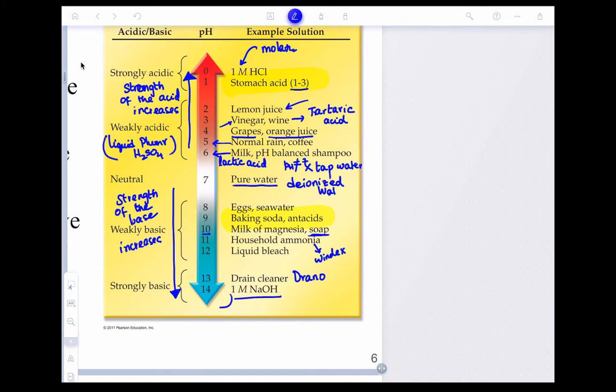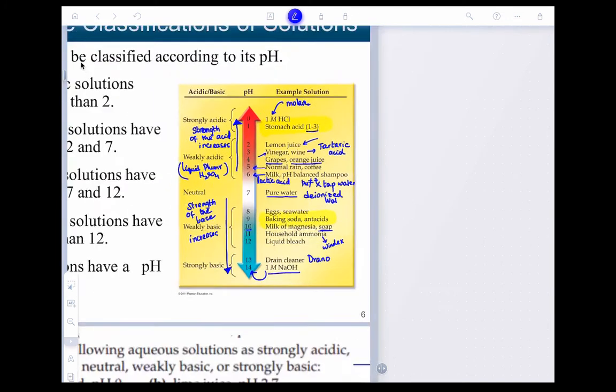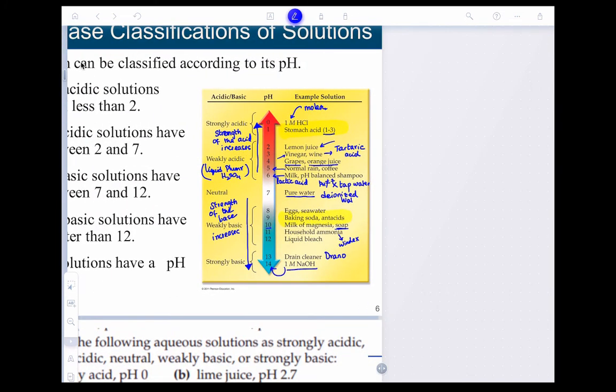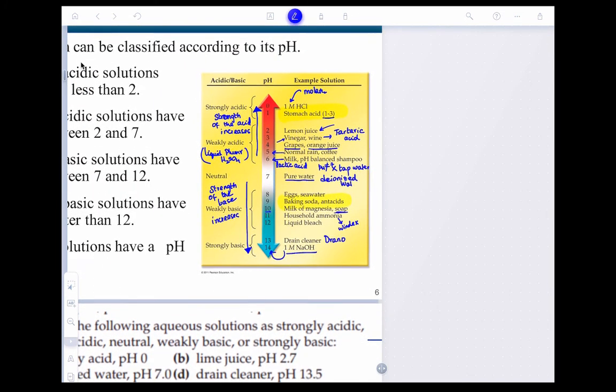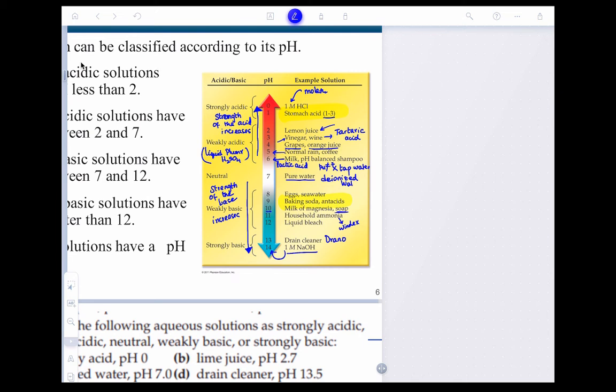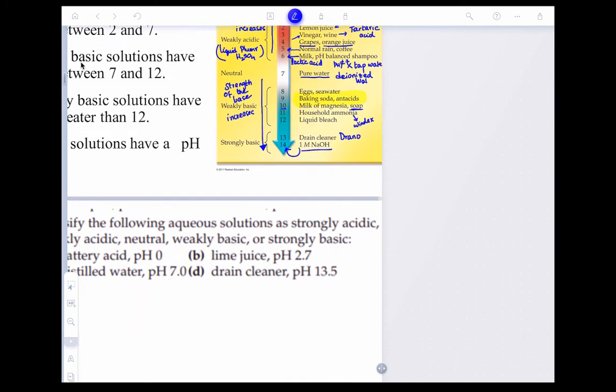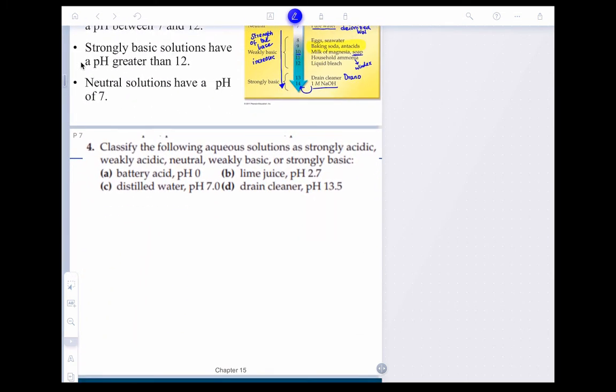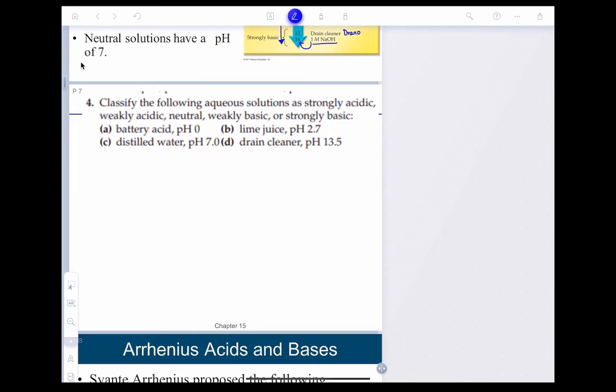1 molar sodium hydroxide is pretty basic, 14. I always like this slide. It shows you a number of general products that we encounter at some point in our life and shows us how acidic or basic these are. With this scale in mind, let us go ahead and answer this question.